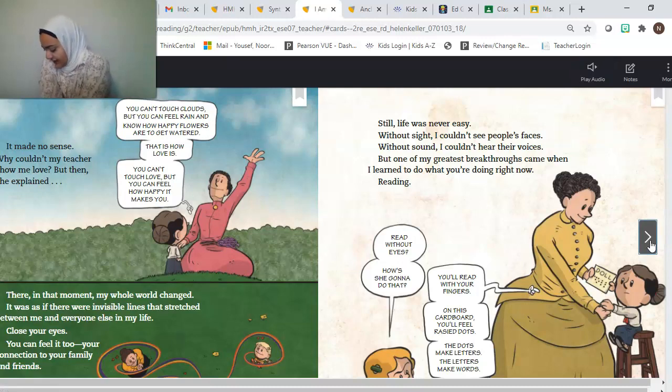Why is it hard for Helen to understand what the word love means? Love is a feeling. Helen can't hold it and learn its name like she can with other objects. It's something that you feel.